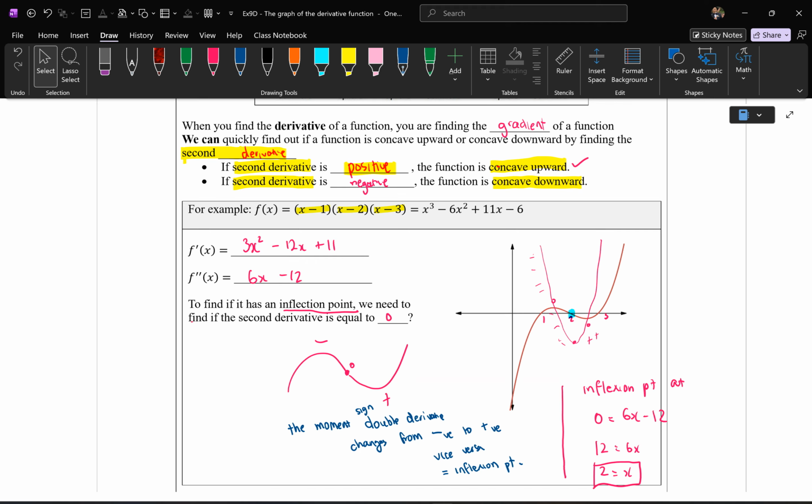And that's why we know there's an inflection point at x equals 2. So the moment that the double derivative changes from negative to positive or vice versa, that is the inflection point. Okay, so copy those notes down.